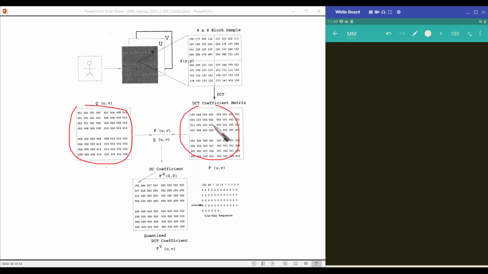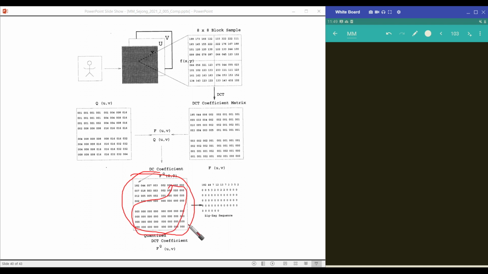Now, if we divide this table by this table, that means element-wise, we'll divide this 185 and this 04, this 06, 02 by these corresponding numbers, in this way. So if you divide this one, let's say this is our quantized coefficients or quantized numbers. Ultimately, you see, this is 182, 044, 07, 003, and most of the other numbers are basically 0000. Only a few numbers are significant.